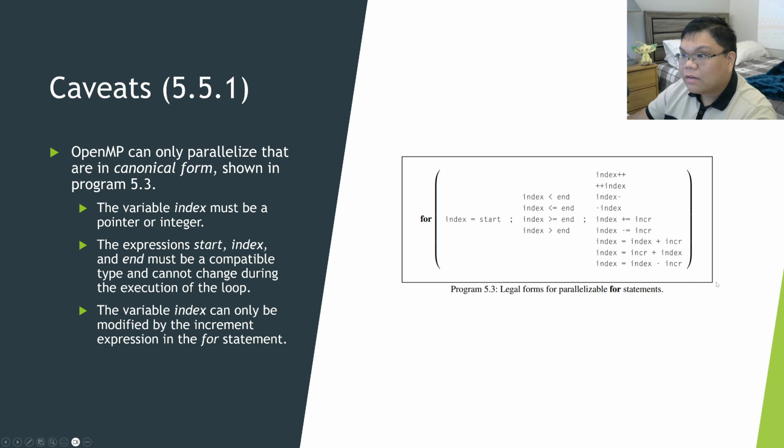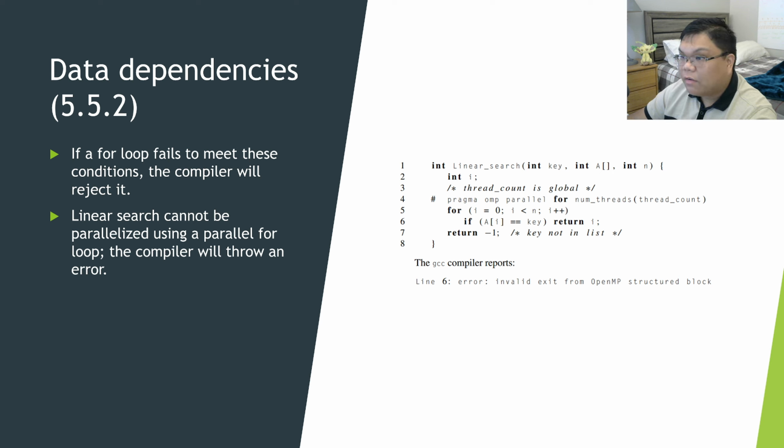Okay, that's all fine and dandy, but there are certain for loops that could work, but OpenMP might give the incorrect answer. But before that, what happens if you tried to parallelize a for loop that wasn't in canonical form? Well, in most cases, the compiler will just flat out reject it.